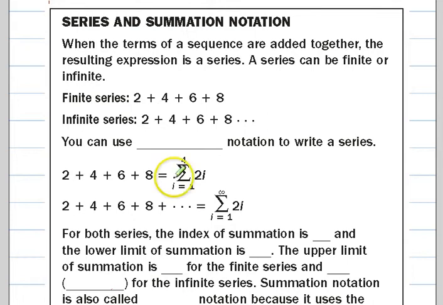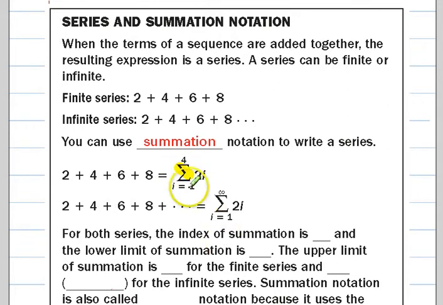So to write a series, remember we talked about series or summing a sequence. So you can use the summation notation to write a series. And this is very new. You haven't seen it before. And every summation series has 3 components. It has, of course, the lovely summation symbol.